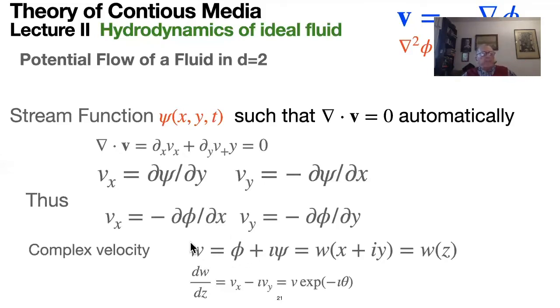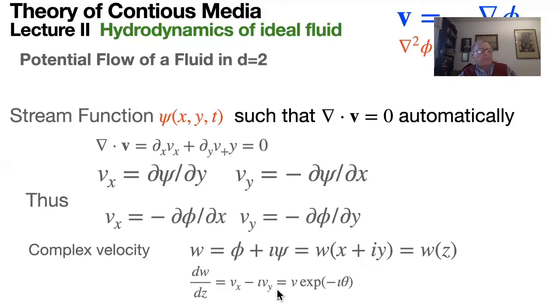It's a complex-valued function of the functions psi and phi, and we also write that function as a function of a complex variable z, which is x plus iy. And that is an analytic function of the complex variable z. This function obeys a very simple equation. This equation is the derivative of w with respect to z, and that is what is called the complex velocity function.